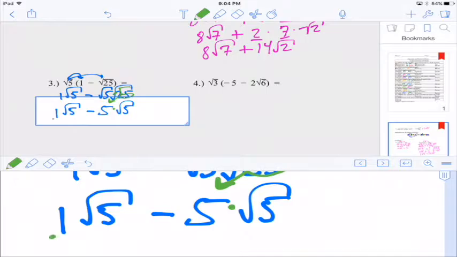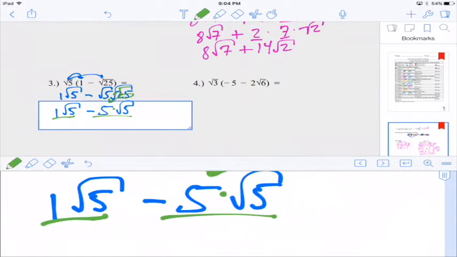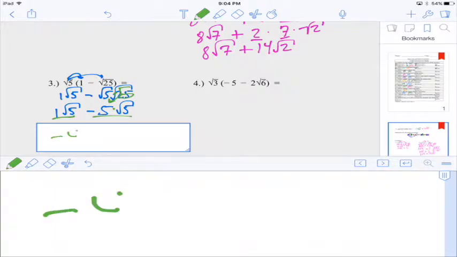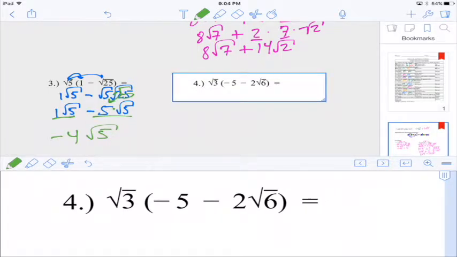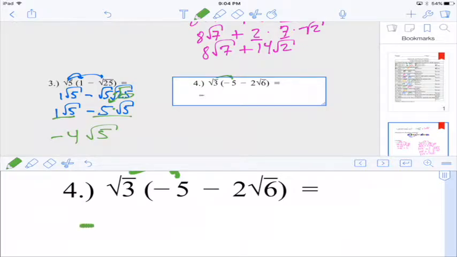Then I have a like radical. 1 square root of 5 minus 5 square roots of 5. Well, 1 minus 5 is negative 4. So I have negative 4 square roots of 5. And last but not least, square root of 3 times negative 5 is negative 5 square roots of 3. Because I'm multiplying, I can flip the order.